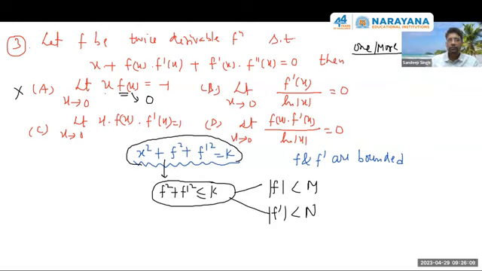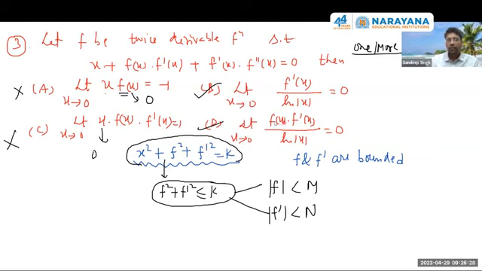Is b correct? Yes, sir. Yes, because what is f dash? Finite upon minus infinity. So this is 0. C is again incorrect, right? This will also be 0. D is again correct because both f and f dash are bounded.